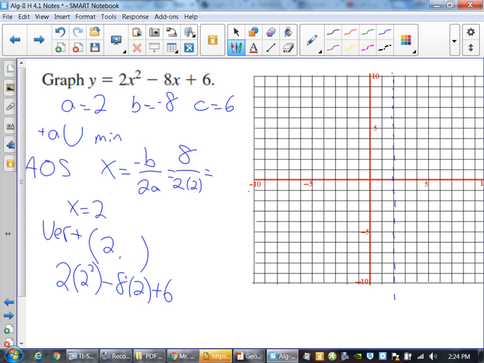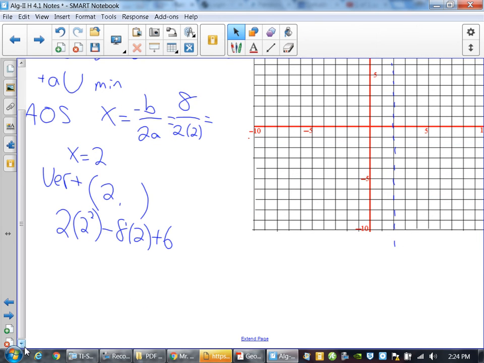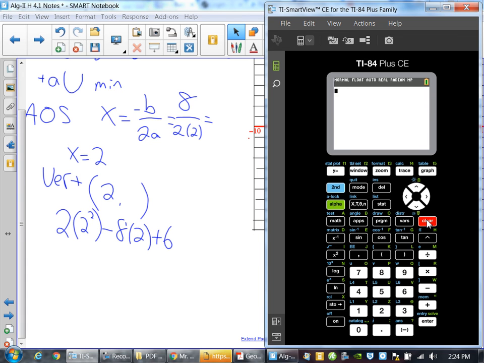All I'm doing is substituting 2, excuse me, 2 squared. So if I do this, I do 2 times parentheses 2 squared, close it, minus 8 times 2 plus 6. Where's my y value? Where's my vertex then? 2, negative 2. I feel like this is so much easier.